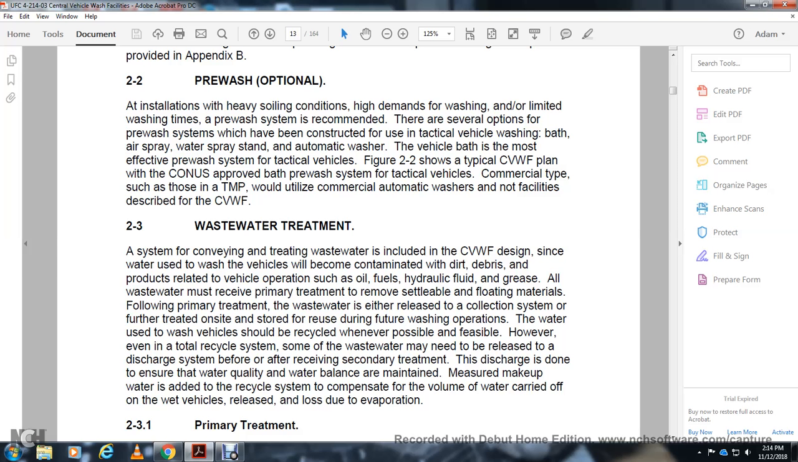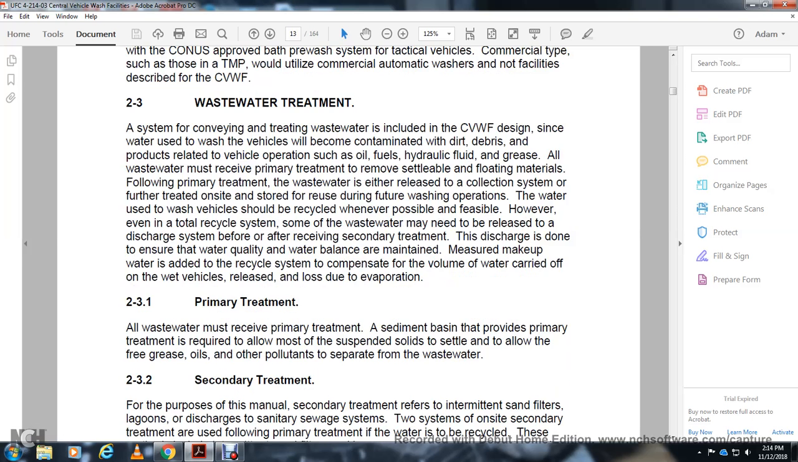The water used to wash the vehicles should be recycled whenever feasible. However, even with total recycling, some wastewater must be discharged from the system after secondary treatment. The discharge is done to ensure water quality and water balance, maintaining the makeup water added to the recycle system, given the volume of water carried out with the wet vehicle and lost through evaporation.